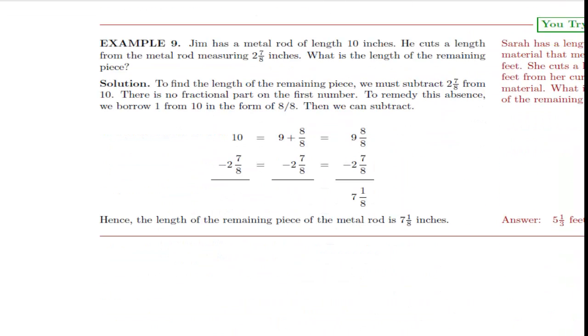Example 9. Jim has a metal rod of length 10 inches. He cuts a length from the metal rod measuring 2 7/8 inches. What is the length of the remaining piece? Solution. To find the length of the remaining piece, we must subtract 2 7/8 from 10.